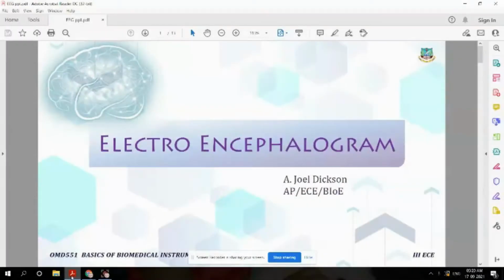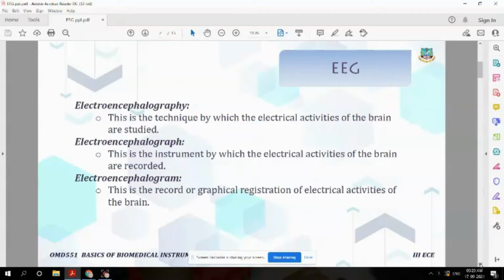Good morning, students. Today we see about the topic of electroencephalogram, which is used to study the electrical activity of the brain. The term encephalo is the biological name of the brain. So we put the name electroencephalogram, which is used to study the electrical activity of the brain.